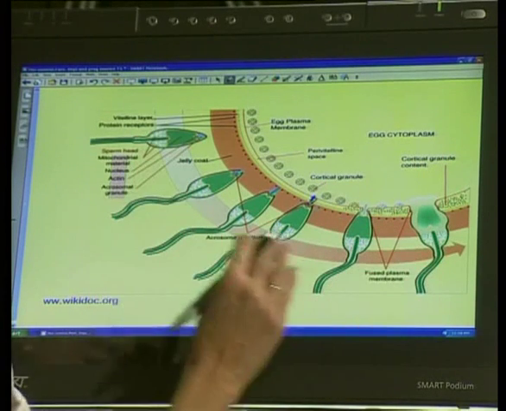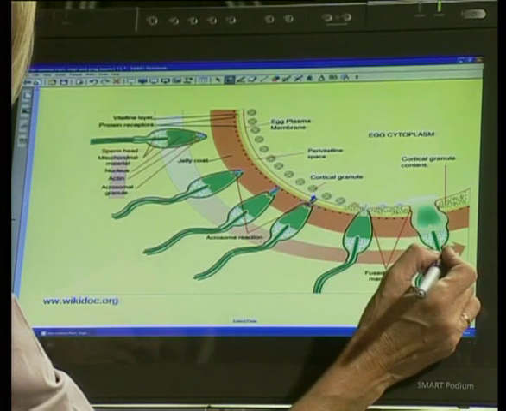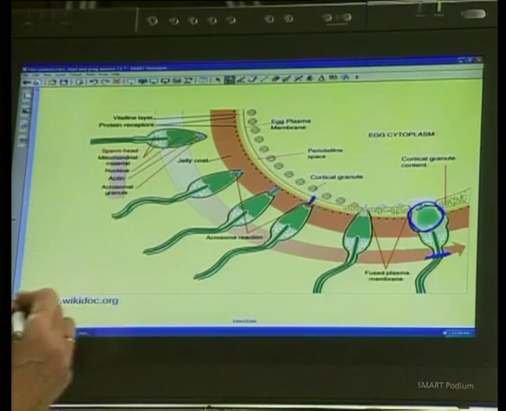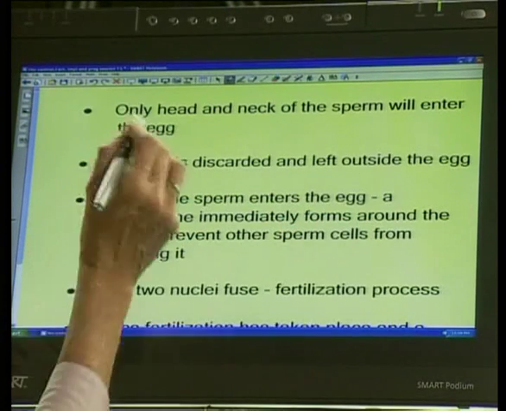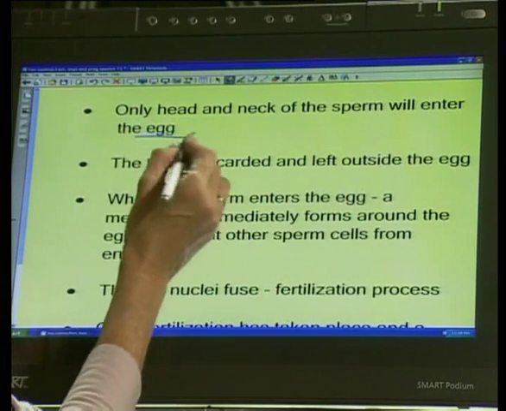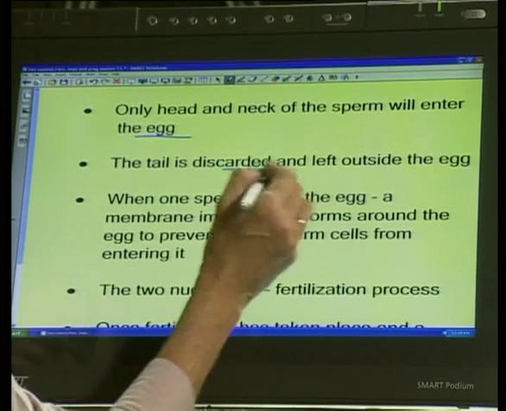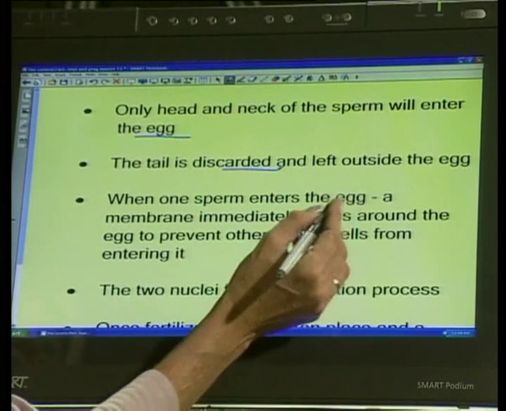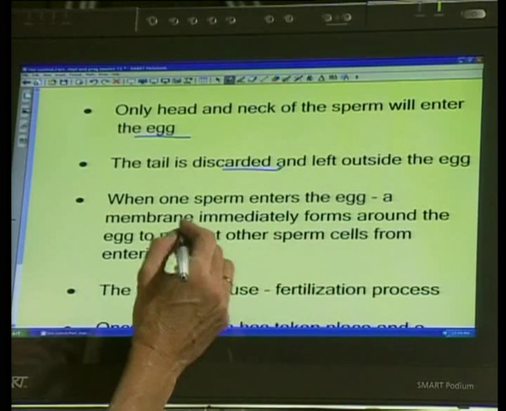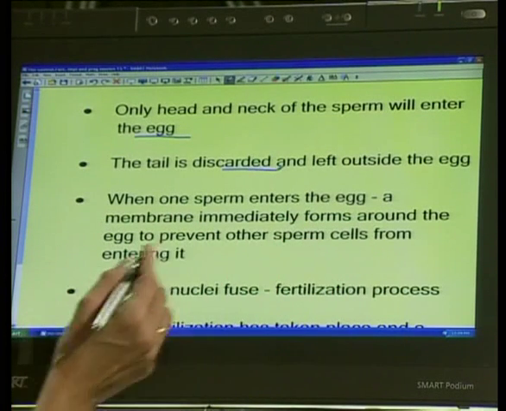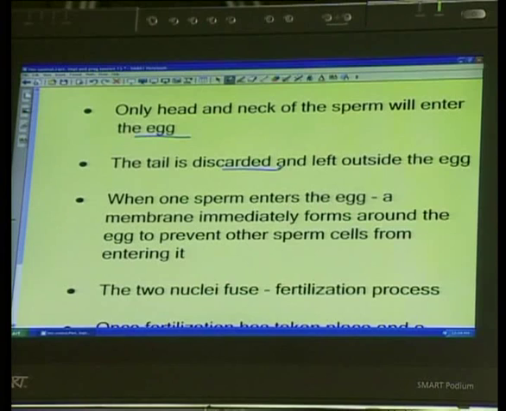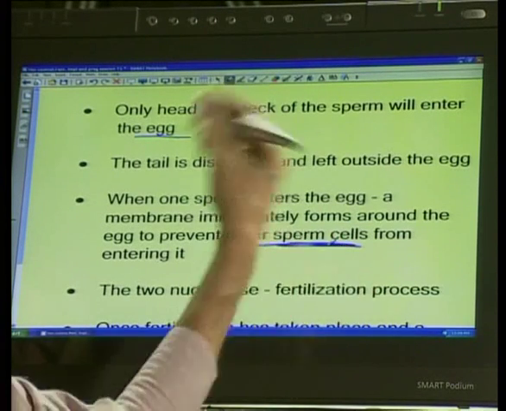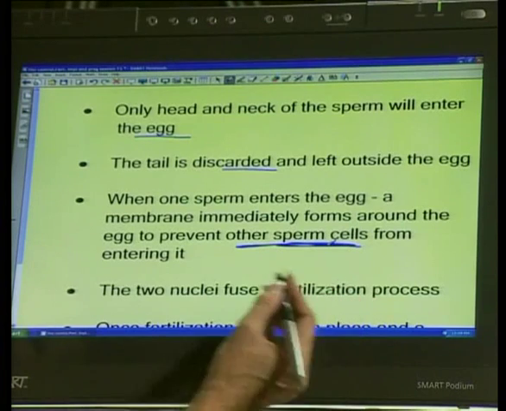Okay, so those are the steps that happen, and the tail breaks off. We don't want the tail, we only want that. We want the nucleus. Now, only the head and the neck of the sperm will enter the egg. The tail is discarded and is left outside. When the sperm cell enters the egg cell, a membrane immediately forms around to stop any other sperm cells from going in. If any other sperm cells do go through, the egg will be spontaneously aborted.